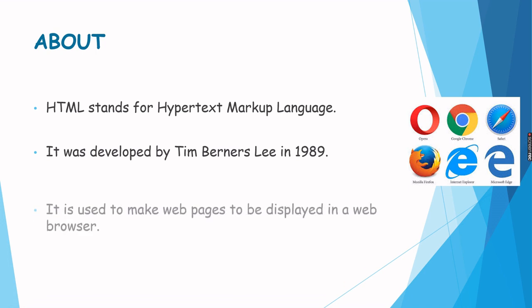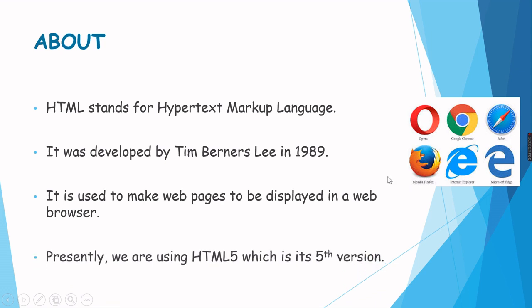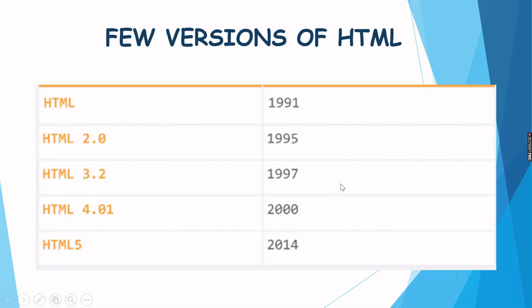HTML is a very easy language which is used to make web pages that can be displayed in a web browser. And web browsers are of many types like Opera, Google Chrome, Safari, Mozilla Firefox, Internet Explorer, Microsoft Edge. And presently we are using HTML5, which is its fifth version. Some of the versions of HTML are as you can see on your screen.